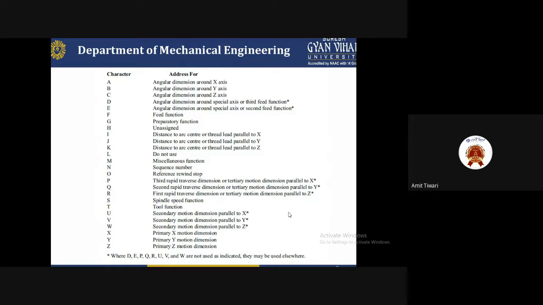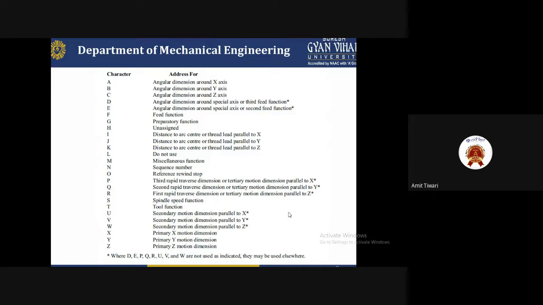So these are basically the characteristics and the addresses that represent a particular operation if you are using this type of code, entered into the computer, and the computer can read this particular code which indicates particular addresses. Okay, so A, B, C, D represent the angular dimension around a special axis or third feed function. E is the angular dimension around a special axis or second feed function, and capital F indicates the feed function.